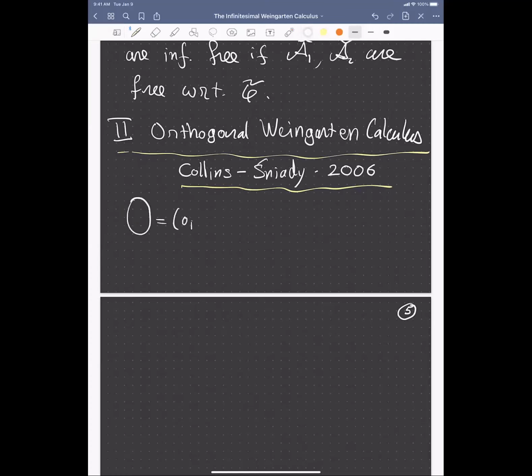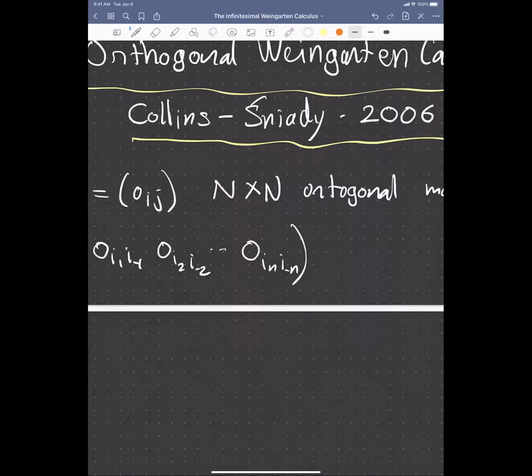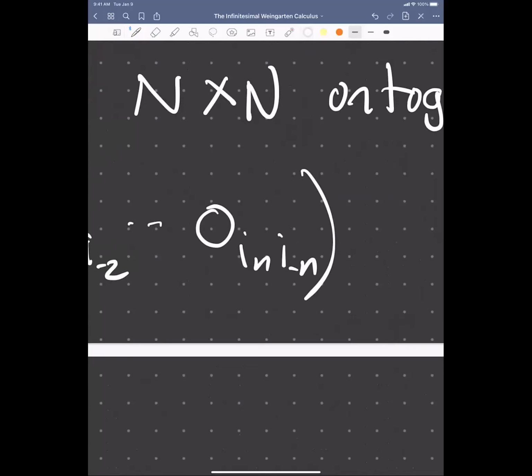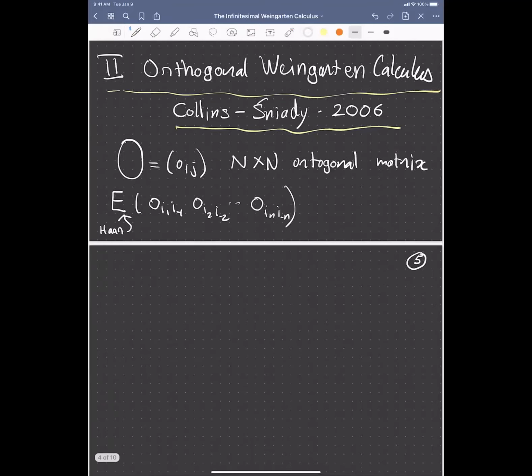I'm going to start with an n by n orthogonal matrix. And the problem is to compute, with respect to Haar measure, a product of entries. Now I'm doing something that's probably a little weird here, which is that I'm putting negative indices. So this is O sub i_1 j_1 and then i_{-n}. It turns out that's a convenient way to write this. It looks a bit unusual, but I hope I'll convince you.